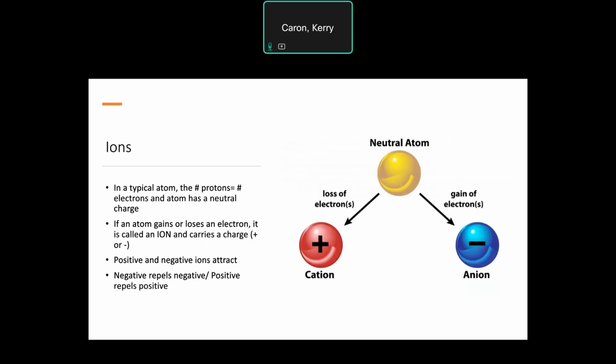Ions. Normally an atom is neutral. Normally, the number of positive protons equals the number of negative electrons. But if an atom gains or loses an electron, it carries a charge. It can be positive or negative. And positive attracts negative, and negative repels negative, positive repels positive. So if they're opposites like this, positive being a cation, negative being an anion, they're going to attract together. If there were two positives, they would repel.